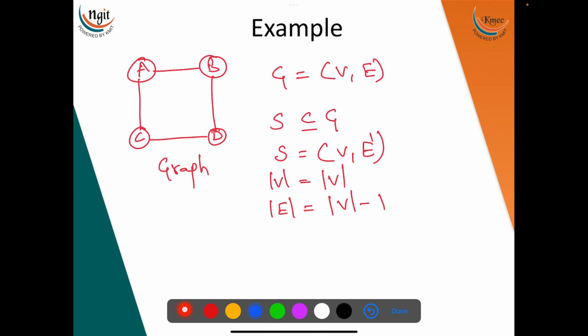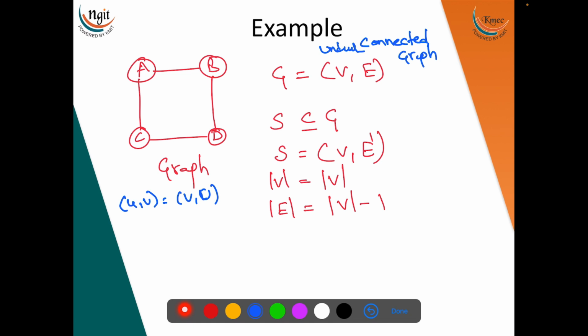Now let's see an example of how a graph is called a spanning tree. Take some graph, and this is a connected graph, an undirected connected graph. Undirected means I don't have any direction, so I cannot say whether I am moving from A to B or otherwise. We have seen this in graphs already. For an undirected connected graph, (U, V) is equal to (V, U). Now let's understand the phenomenon of spanning tree.